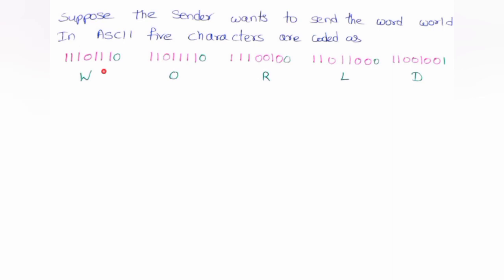So here the 7 characters are there. We are adding one redundant bit for the given message. So here the number of ones are even, so we need to add one 0 bit for the given message to follow the even parity. Similarly here, the number of ones are even. So that's why we need to add a 0 bit as a redundant bit for the O.